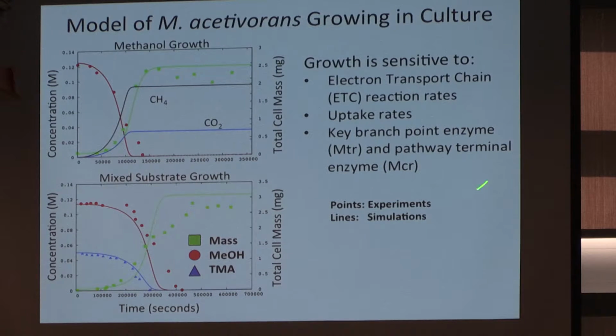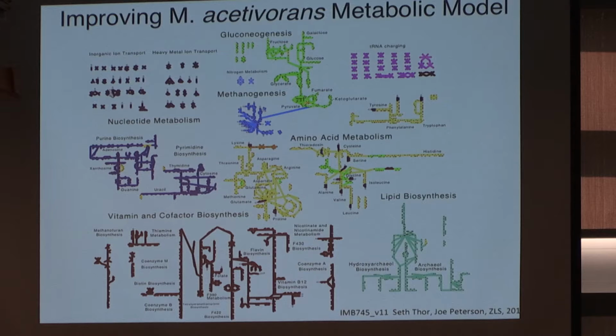We also learned a lot about which of those steps in those pathways are really sensitive. So whenever we come up with the kinetic model, we also do a sensitivity analysis to determine where there be dragons. So here's our metabolic map.